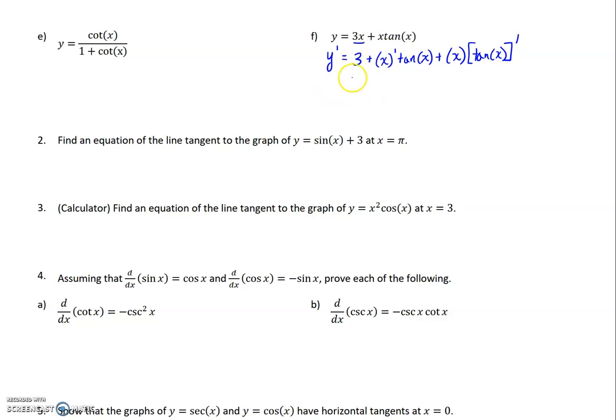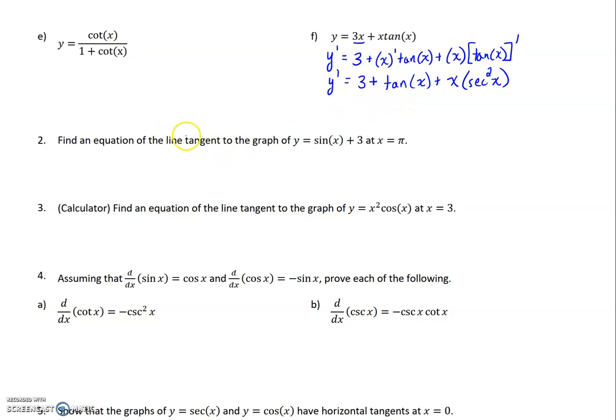Now, you do not need to know the derivative of tangent yet, but it's not a tricky derivative anyway. It's just secant squared. So this is just 3 plus the tangent of x plus x times secant squared of x. Notice the derivative of x is just 1. And this is how I'm going to leave this. Again, we talked about this last class, but I'm not going to try to go any farther with my simplification. That's where I would leave it.